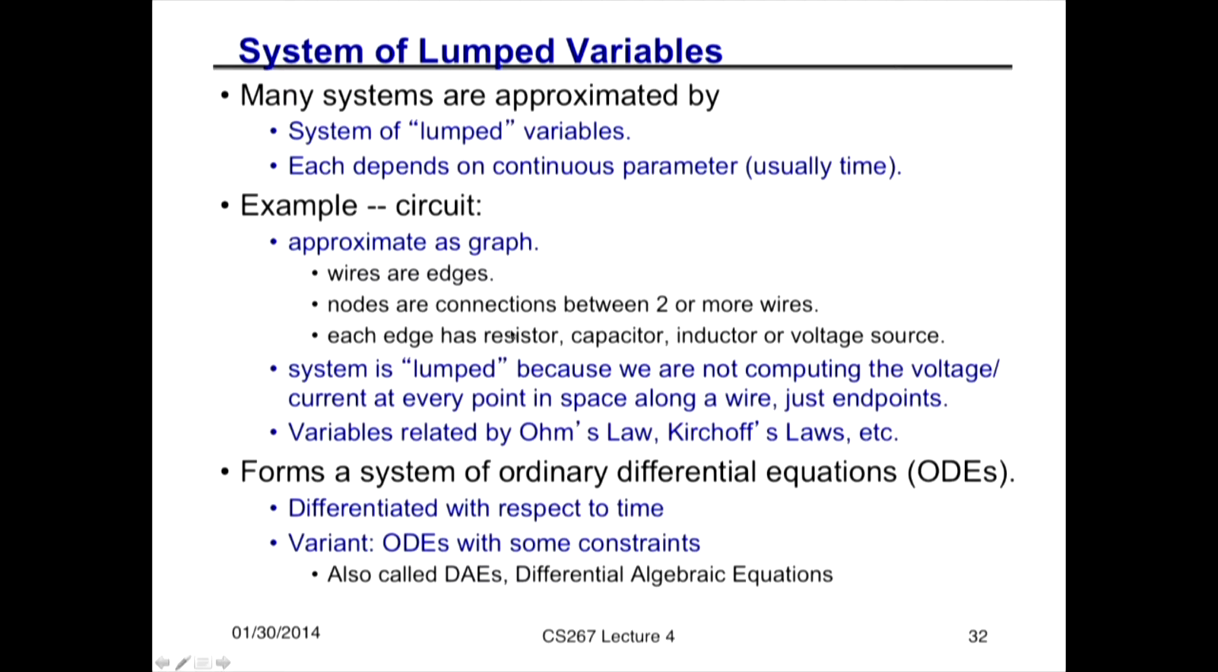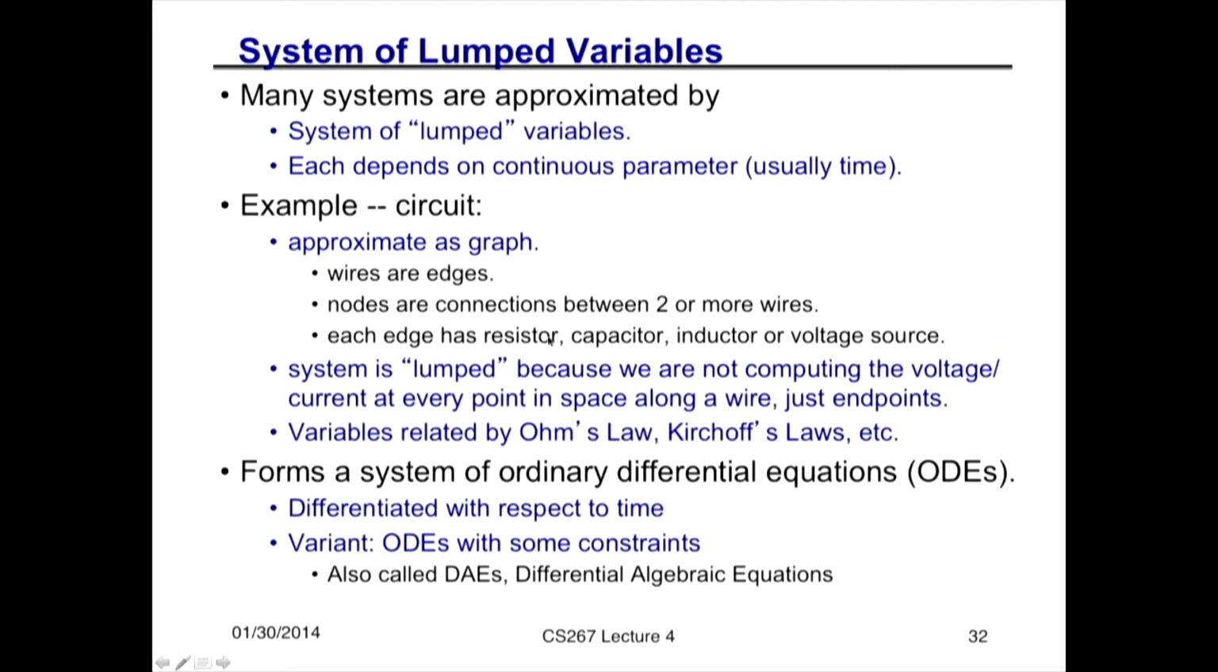So why do I call this a lumped system? Because when you solve and ask, what is the circuit doing, you don't want to know the voltage or the current at every point along a wire. You just want to know it at a few discrete points, where the wires come together. And so what I'm going to do is write down a list of those variables.